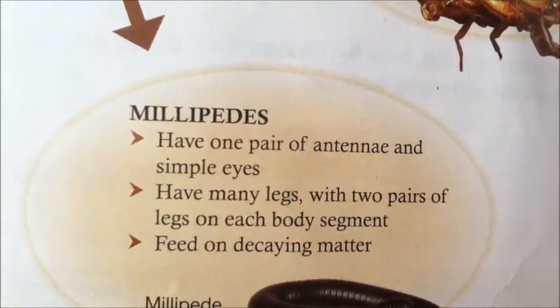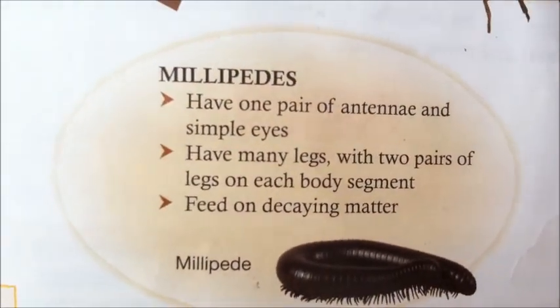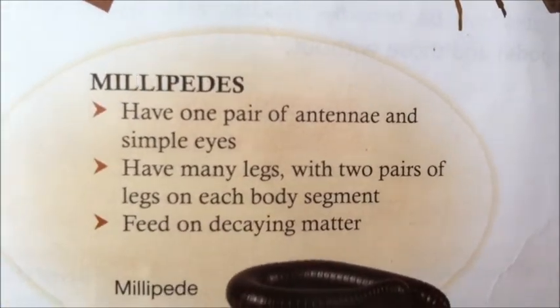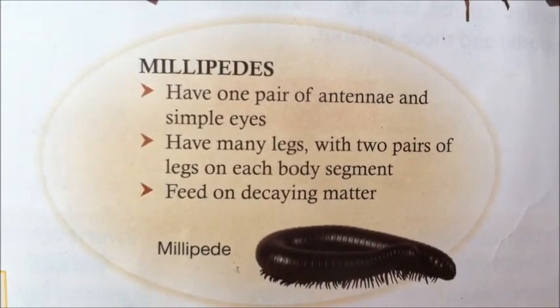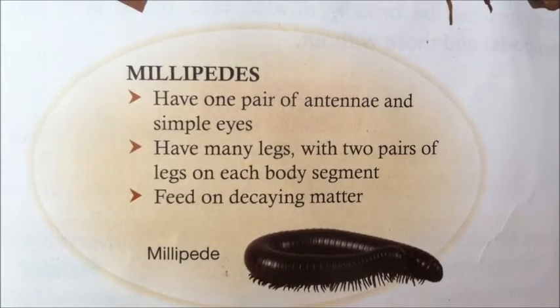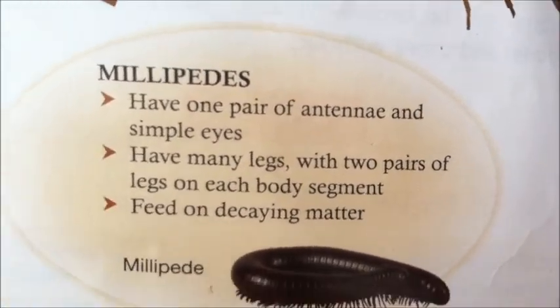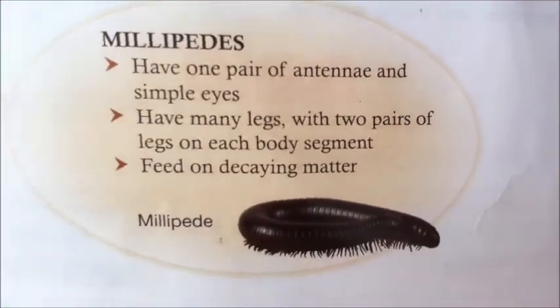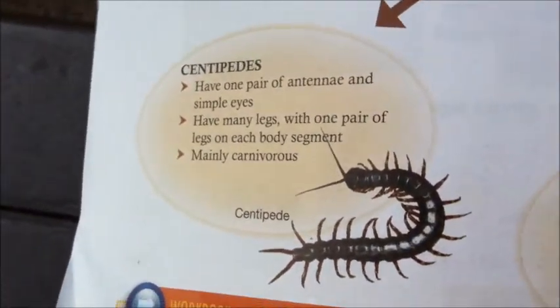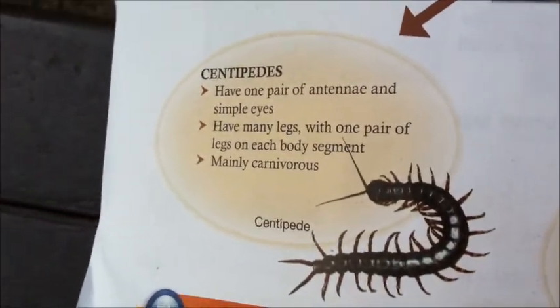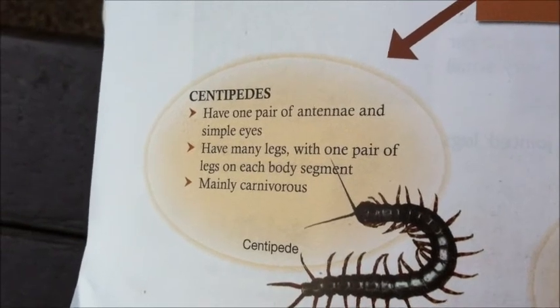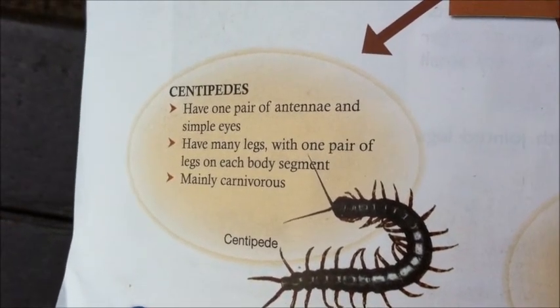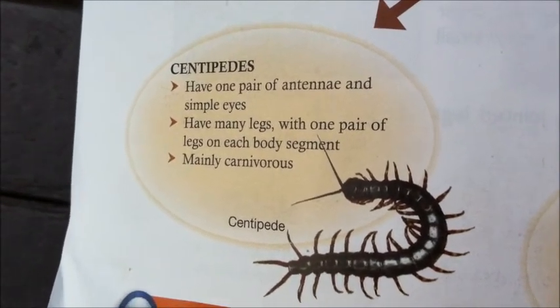Millipedes have 1 pair of antennae and simple eyes, have many legs and 2 pairs of legs on each body segment, and feed on decaying matter. Millipede is the only example. Then next, centipedes have 1 pair of antennae and simple eyes, have many legs, each segment with 1 pair of legs.